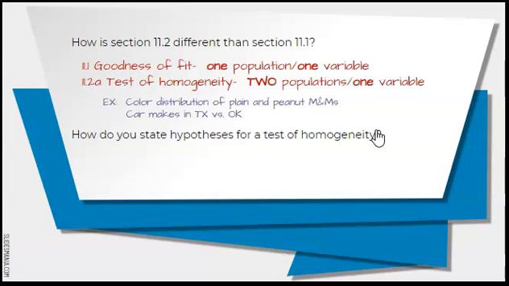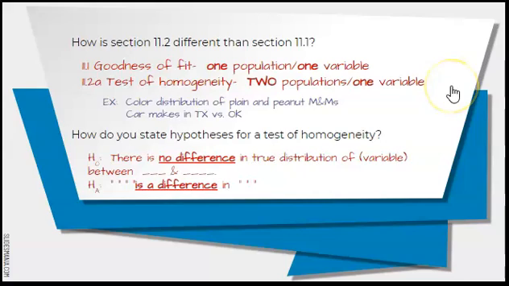Now, how do you state the hypothesis for this? Looks like this. We'll say there is no difference in the true distribution of car makes between Texas and Oklahoma. There's no difference in the true distribution of colors between plain and peanut M&Ms. Versus, the alternative is that there is a difference. Okay?